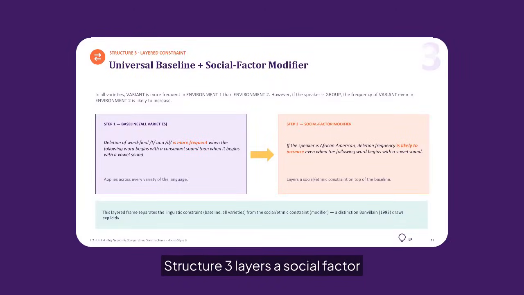Structure 3 layers a social factor on top of a universal baseline. First, you state the baseline linguistic constraint that applies across varieties. Then you add how a social group modifies this baseline. This helps you keep linguistic and social explanations analytically distinct in your writing.